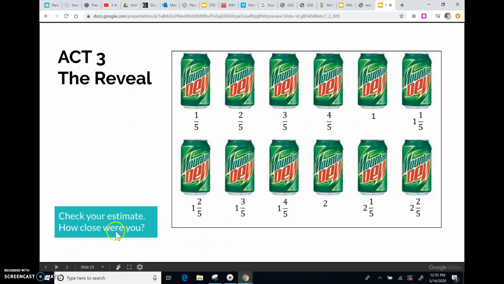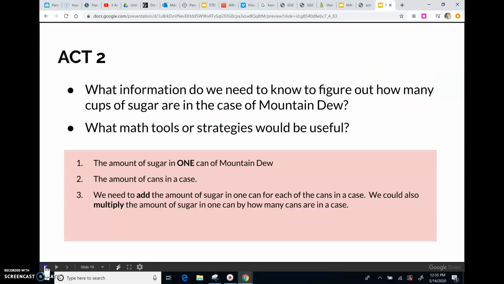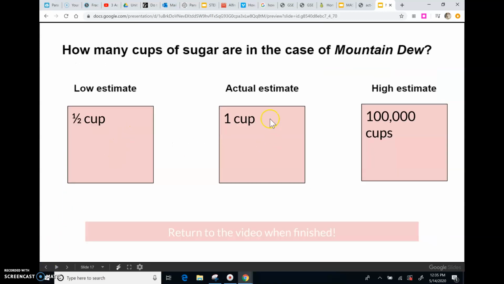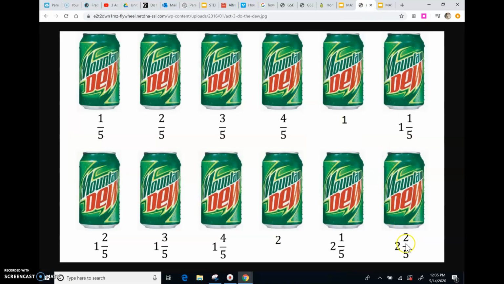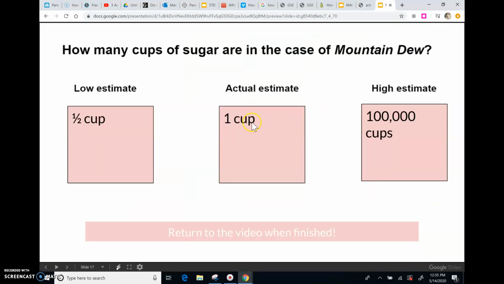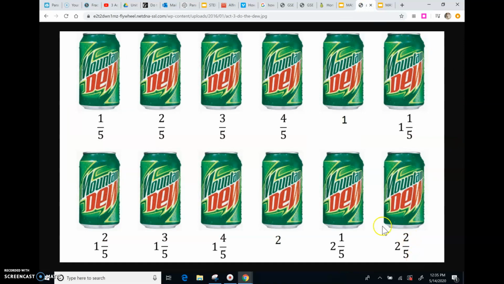So now we're going to go back and check our estimate. And we're going to think about how close were we? So when I go back on my slides to where I made my estimate, you can see that I was not very close because our actual answer is 2 and 2/5. And I said, well, I think it's just 1 cup. So I was a little bit too low in my estimate. How did you do? All right, thank you, everyone. I hope you enjoyed our 3-act task for today and that you learned about how adding fractions can help you in estimating amounts.